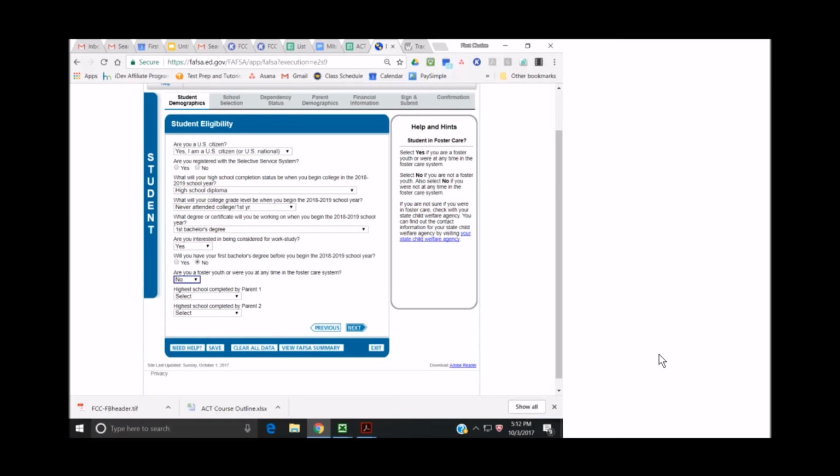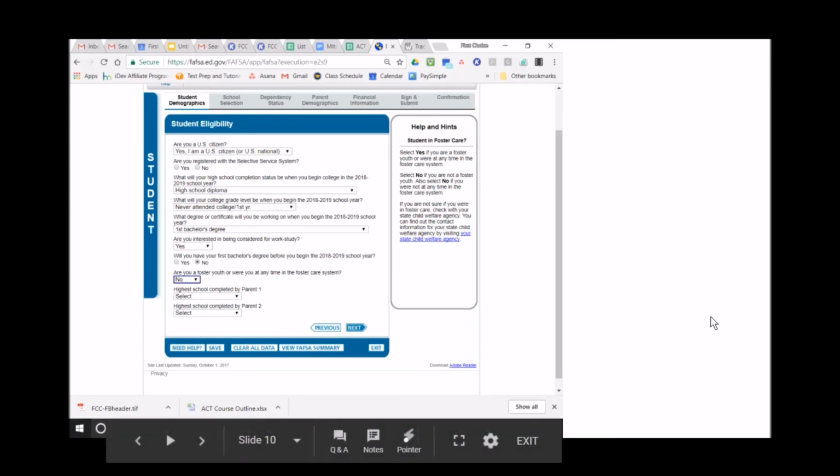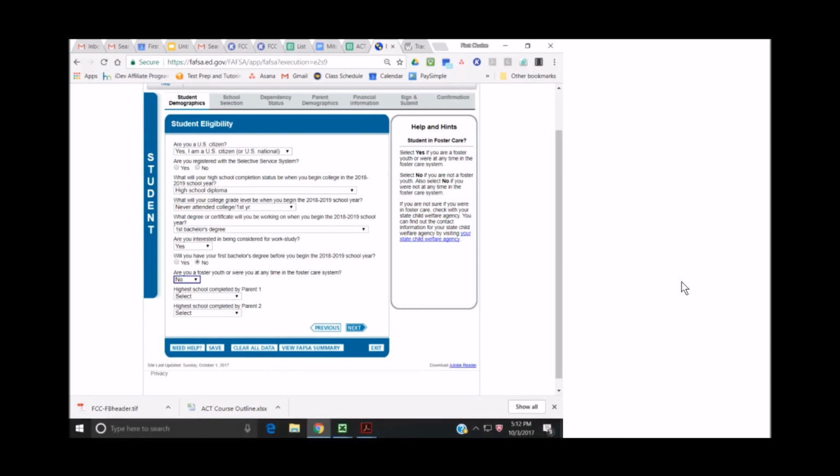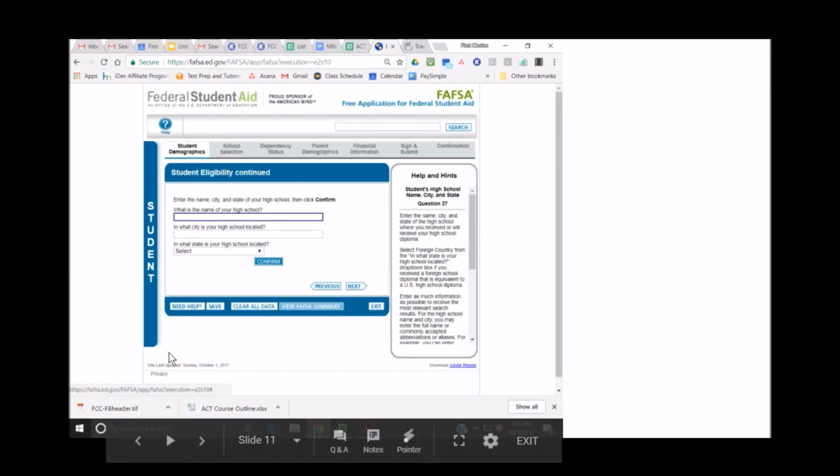Are you a foster youth, or were you at any time in the foster care system? So you would have to select your answer for that, as well as the highest level of school completed by parent 1 and parent 2. They would give you a few options. Could be high school, could be college or beyond, other, if it's a trade school, etc. So then we fill that out, and then we're going to click next.